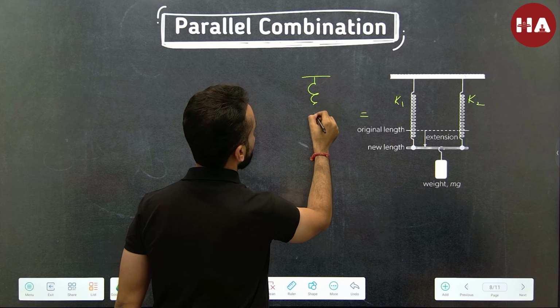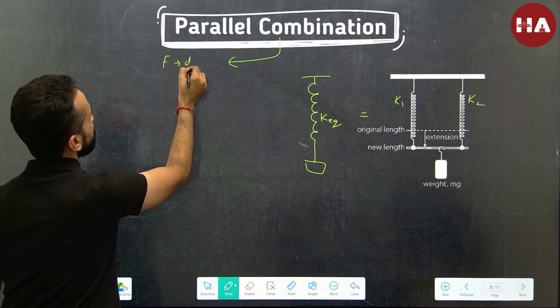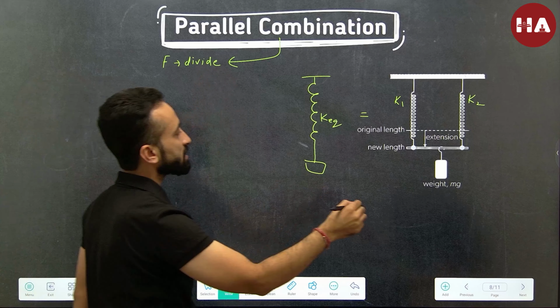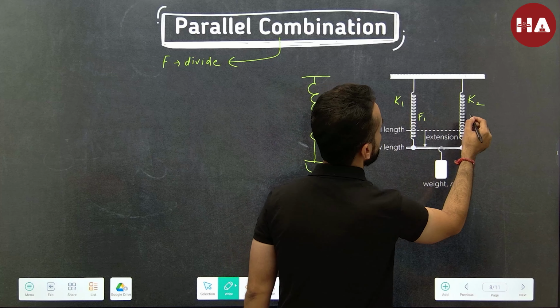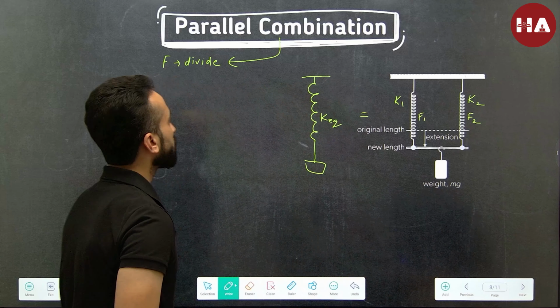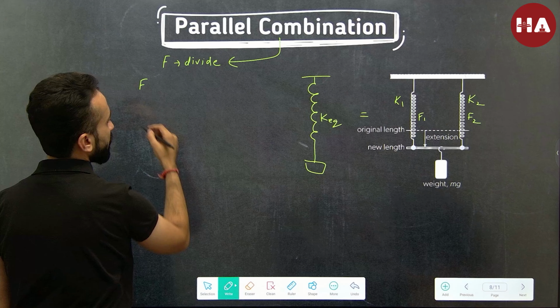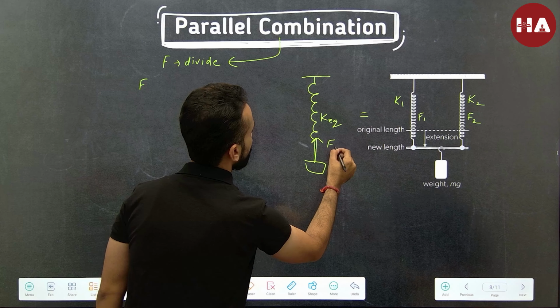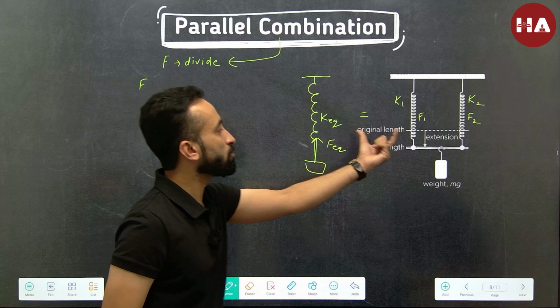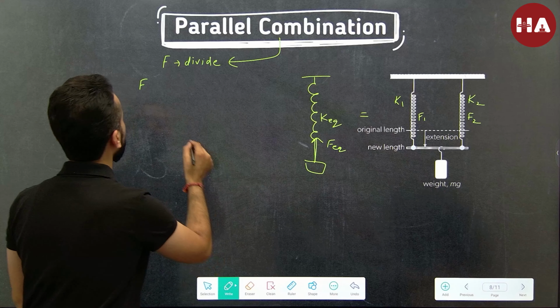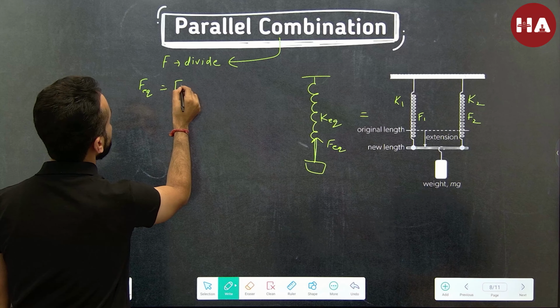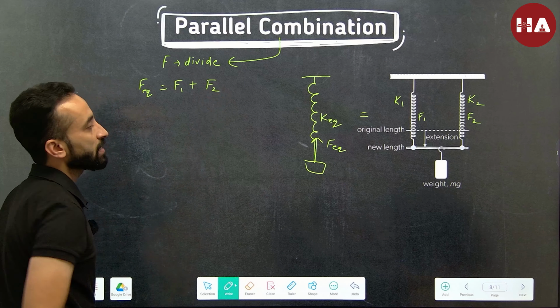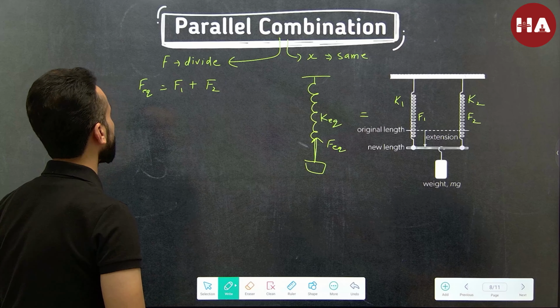So what can we write here? Again, the opposite this time. This time the force is going to divide, isn't it? Let's say this spring has a force F1, this spring has a force F2, then can we write equivalent F? This has to bear the same load as these two combined. So the equivalent, or net, F is F1 plus F2, but the extension is going to be the same, isn't it? The extension is going to be the same.